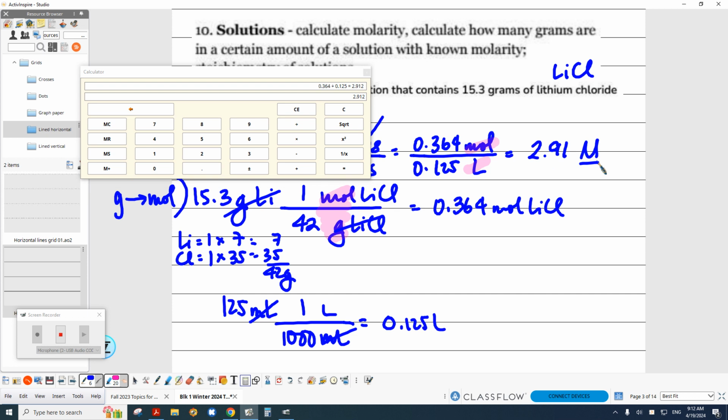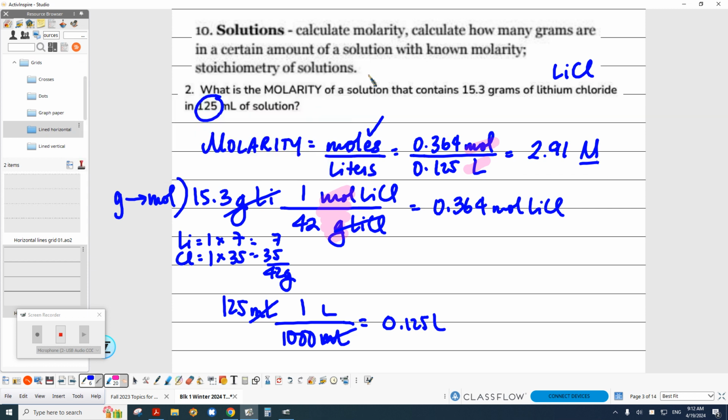That's how you calculate molarity, especially if you're given the grams and if you're given the milliliters. Convert the grams to moles, convert the milliliters to liters. That's the way to do it. That's question number 2. Question number 3, most kids got wrong.